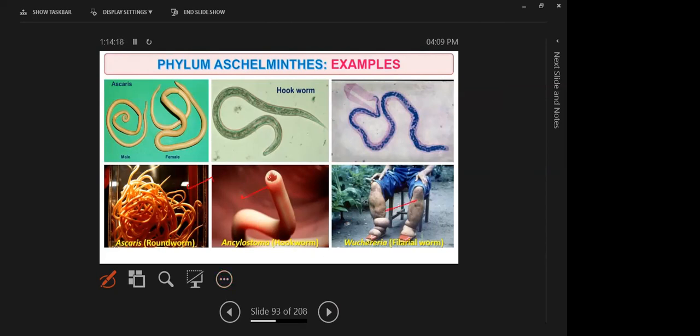Hookworm, can you see here? Suckers. This is Ancylostoma, hookworm. Can you see the hook here? Beautifully it is shown. And what is this? This is Wuchereria, roundworm. What does it cause, see here? What is this? Elephantiasis.